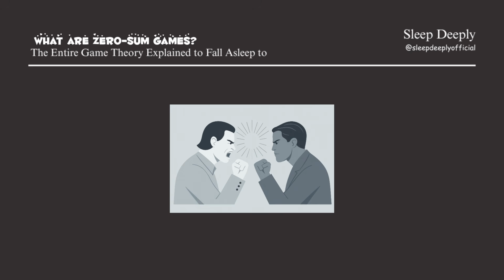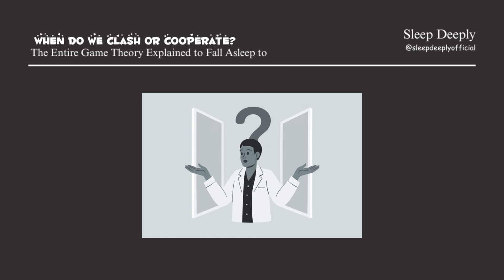Game theory uses this framework to analyze real-world choices, from business deals and trade agreements to climate negotiations and daily interactions. By recognizing whether a situation is zero-sum or non-zero-sum, players can better tailor their strategies, balancing competition with cooperation when it makes sense. When do we clash, and when do we cooperate?